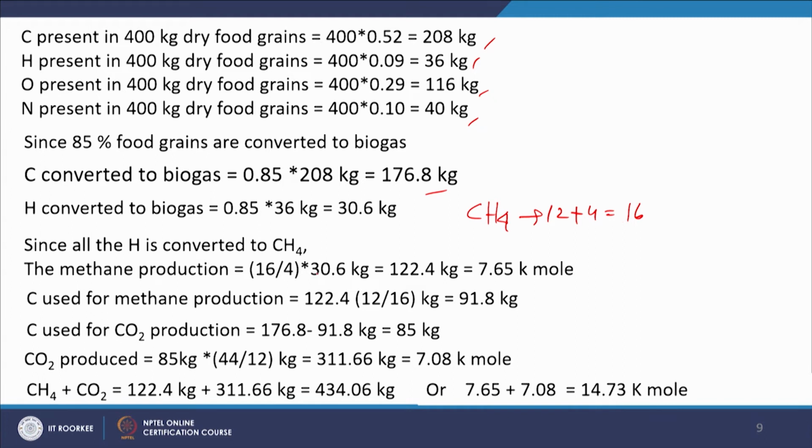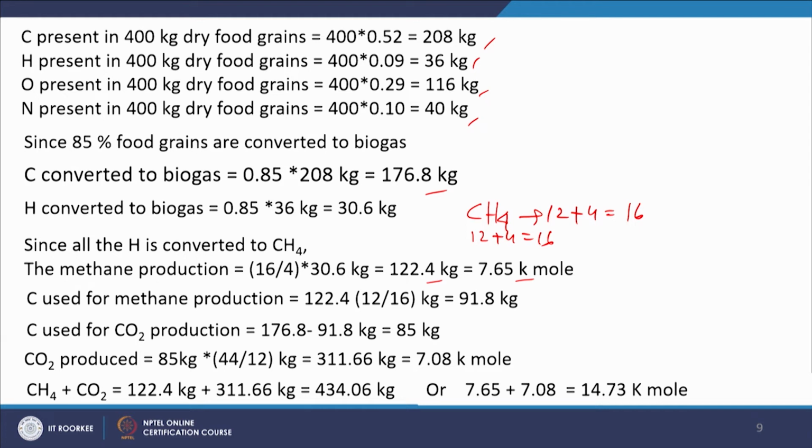So, 16 by 4 into 30.6 kg, that will be the methane production, that is 122.4 kg, that is equal to 7.65 kilomole, because now we will divide this by the molecular weight of methane, that is 12 plus 4, that is 16 again. So, we will divide it by 16 and we will get 7.65 kilomole.